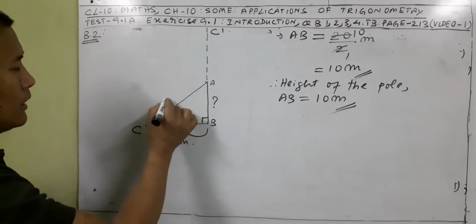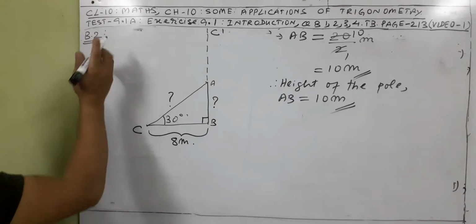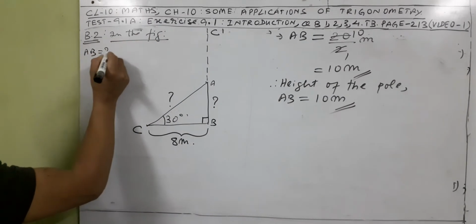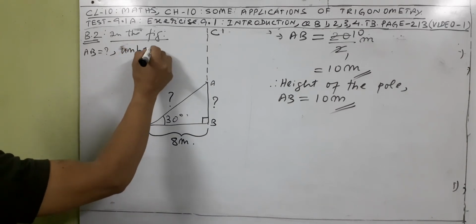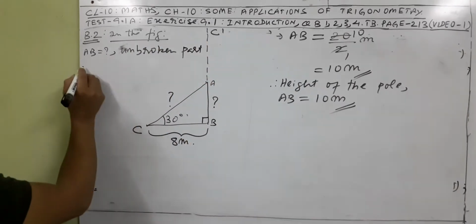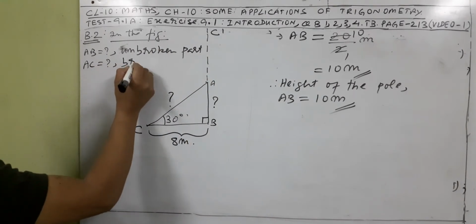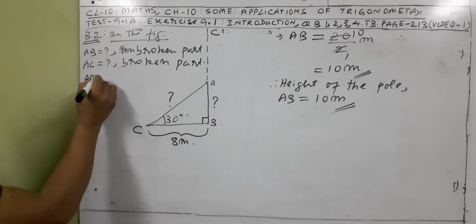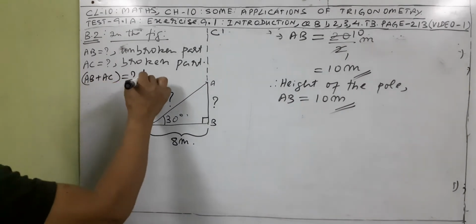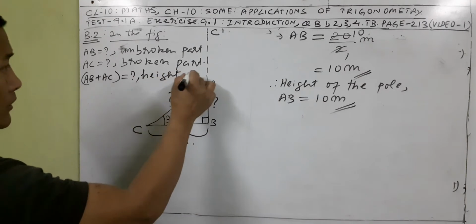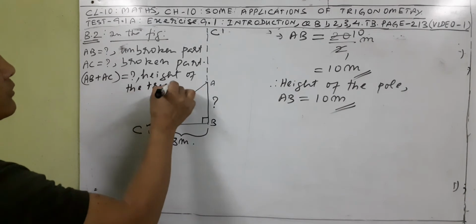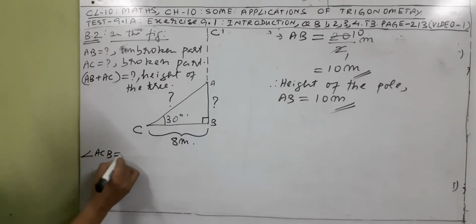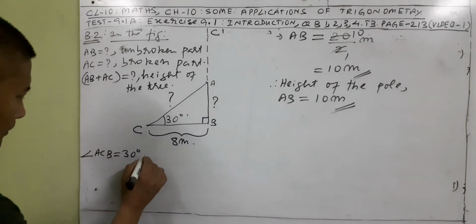Vertical means 90 degree. So you have to find the height of the tree, meaning the original height before it broke. So this is AB and AC. If you join them, that's the original height. So AB and AC you have to find. In the figure here, we write AB is question mark, the unbroken part, and then AC is question mark, the broken part. Now we write here AB plus AC will be equal to question mark, the height. The question is asking for this height of the tree. In a sense, they mean the original height before it broke down. Now this angle ACB, so you write angle ACB is equal to 30 degree.